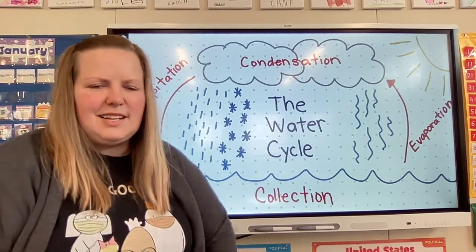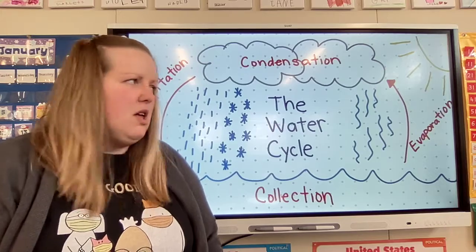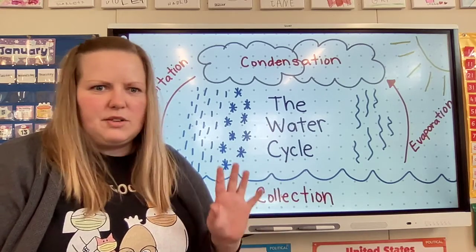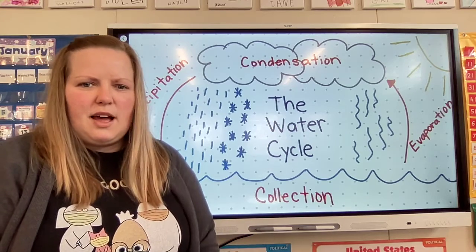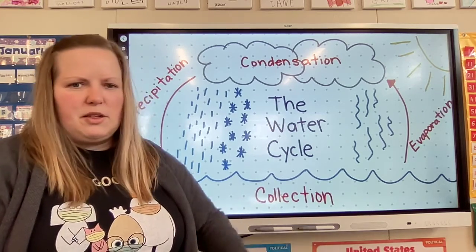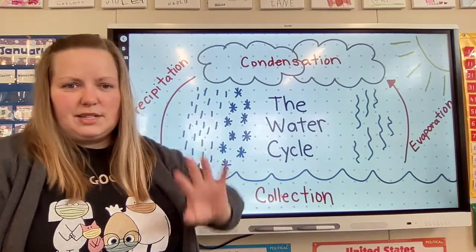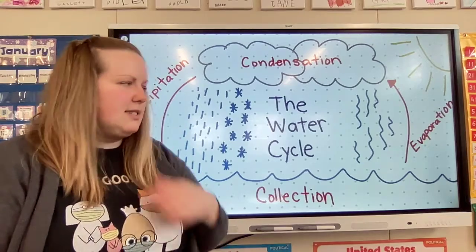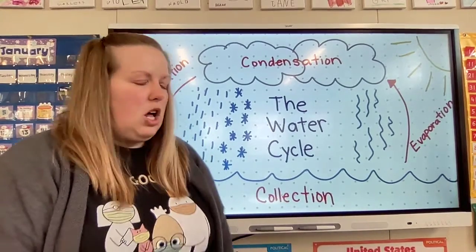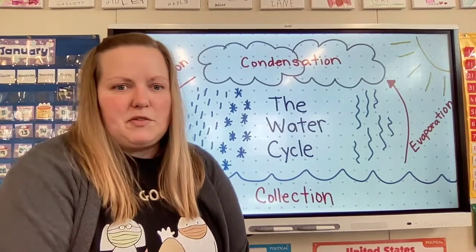Hi, Kinder friends. I realized in science we've been talking a lot about snow and snow falling and how snowflakes are formed, but we never really talked about how the water and the snow goes up into the clouds and comes down and everything. So we're going to learn a little bit about that today in science. It's called the water cycle. You may have heard of that before.